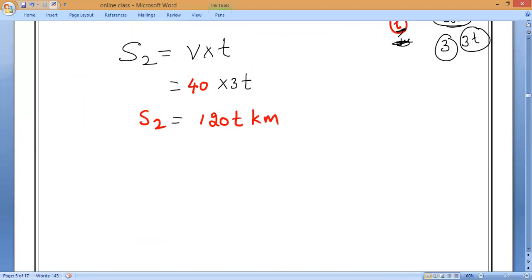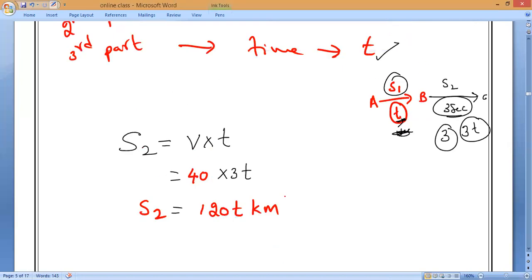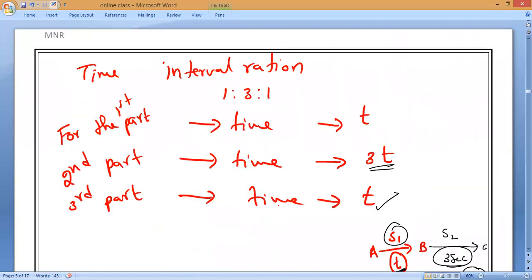Okay. Now, in the same way, S3? Tell me, anybody. S3 is equal to 40 into t. S3 is traveled with a constant speed. If S2 is the distance traveled with a constant speed, then S2 is equal to V into T2, which is equal to 120 into t kilometers.